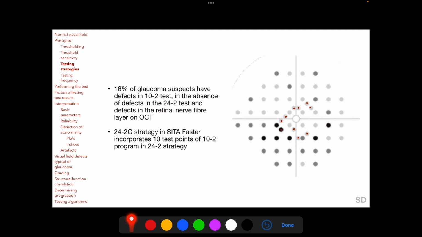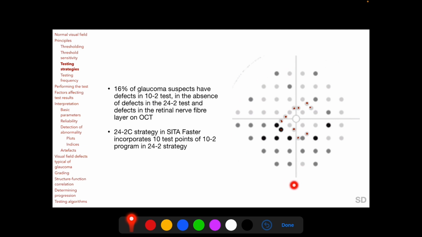And in these patients, instead of doing two tests, one with the 24-2 strategy and the other with the 10-2 strategy, a single test with the 24-2C strategy, available with the Sita Faster algorithm in the Humphrey Visual Field Analyzer, can be done, and this testing strategy incorporates 10 test locations of the 10-2 program in a 24-2 testing strategy.